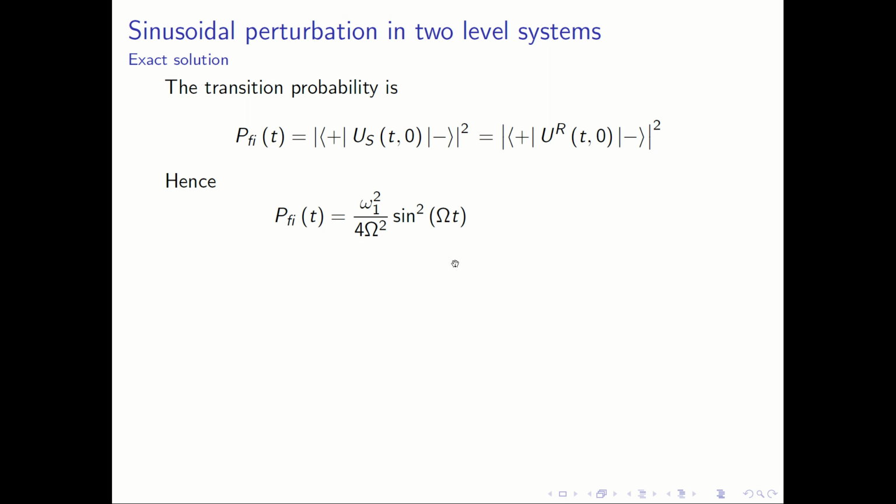Now, as you can see, what this is telling me is that periodically the probability of occupancy of the higher level is going to go up and down. It's never going to reach 1 as long as omega 0 and omega are different, because as long as omega 0 and omega are different, capital omega is more than omega 1 by 2.